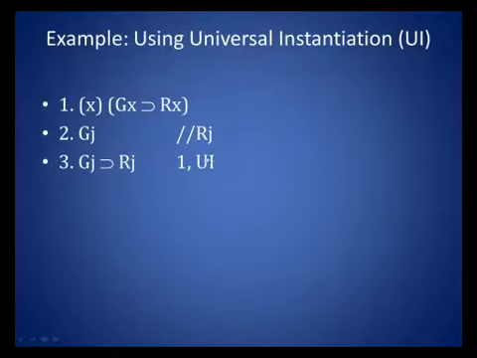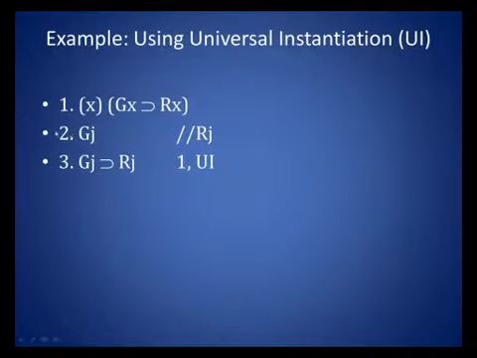First thing I'm going to do, UI. Remember, what's UI allow me to do? It allows me to remove my quantifier and then replace the bound variables with either a constant or another variable or the same variable. In this case, since my conclusion is a constant, I'm going to replace these variables with constants. And I'm going to choose j because ultimately that's what I want to derive.